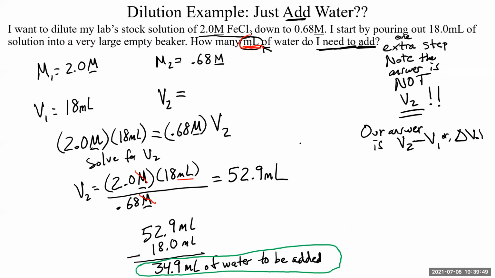Remember, the answer is not V2. In this case, the answer is not V2 because I'm asking about how much water to add. I'm not trying to figure out the final volume. I'm trying to figure out what I need to do to get to the final volume. And that is a big distinction hidden in a little tiny change of phrase. That's why I want you to watch out for it. Read these kinds of questions carefully.